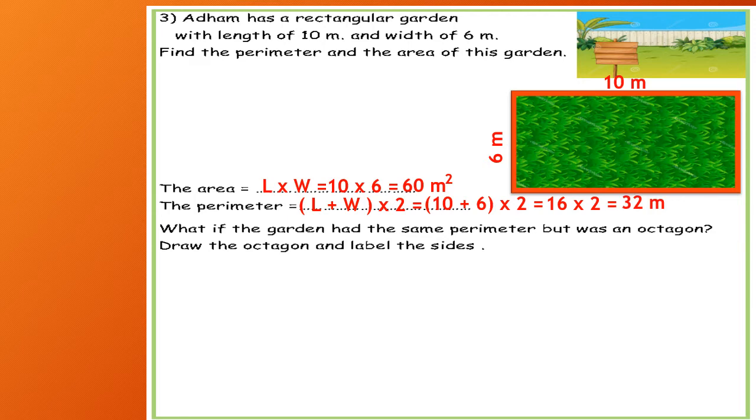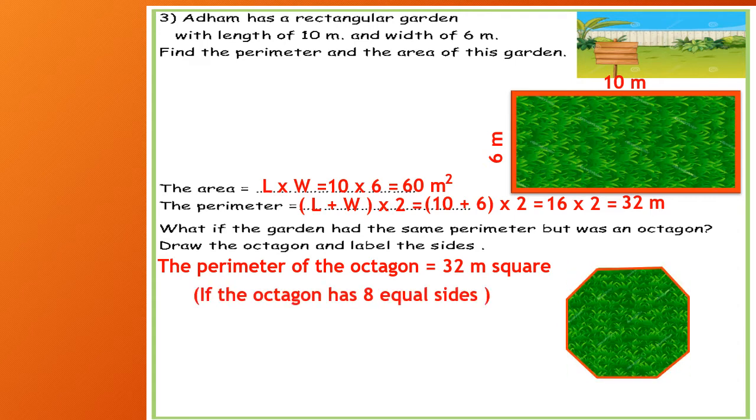What if the garden had the same perimeter, but was an octagon? Draw the octagon and label the sides. The octagon has the same perimeter as this rectangle, so it equals 32 meters.